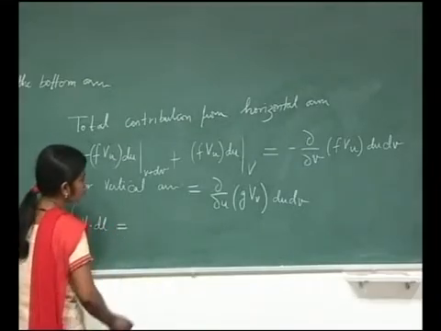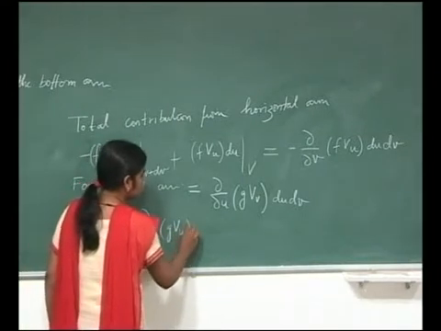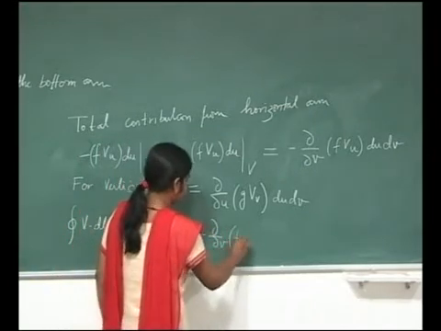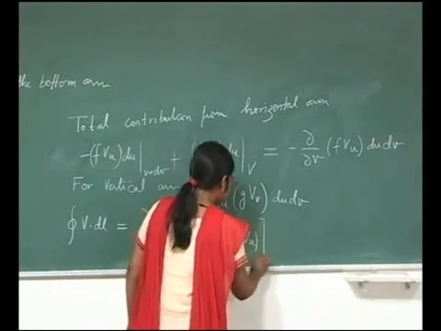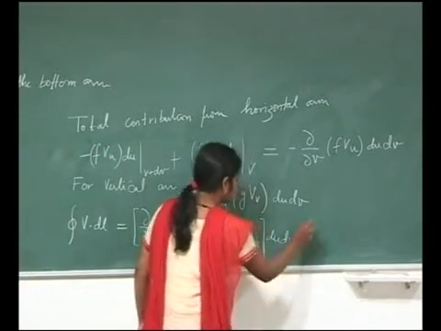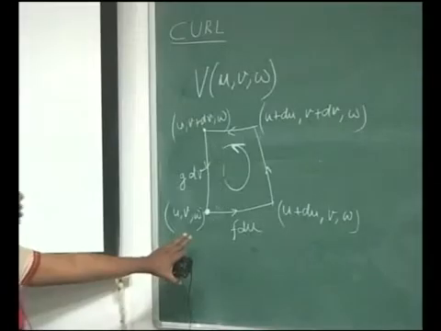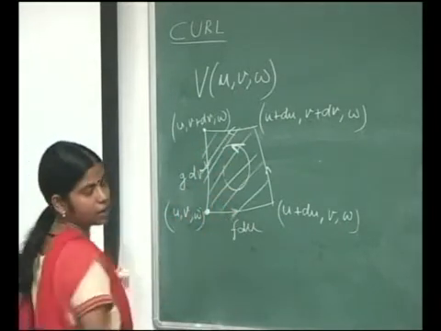is equal to del over del u G Vu minus del over del V f Vu, du dV. Is it okay? This is due to the entire loop, the loop which you are seeing here. Now we come here, what is the area of this loop on which we are moving? dA.